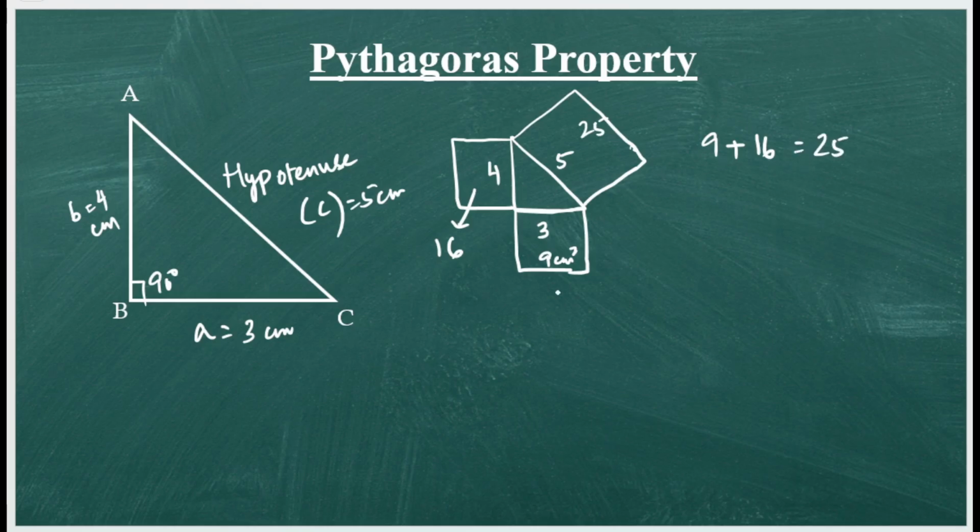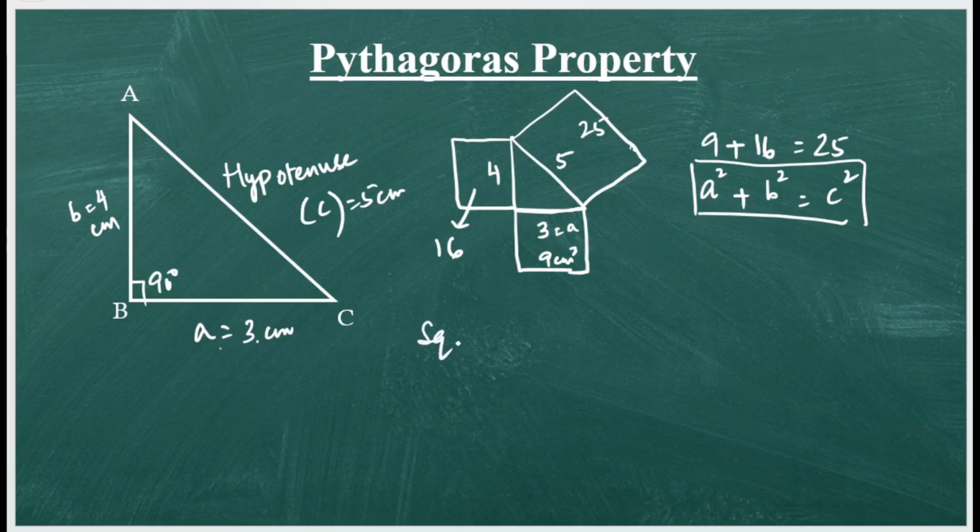Now what was 9? 9 was the square of 3, and what was 3? a. So basically 9 is the square of a, so it's a square, plus 16 is the square of 4, and what was 4? 4 was b, so it's b square, and 25 was the square of 5, and what was 5? c. So I get a square plus b square is equal to c square, and this is our Pythagorean property. That's it.